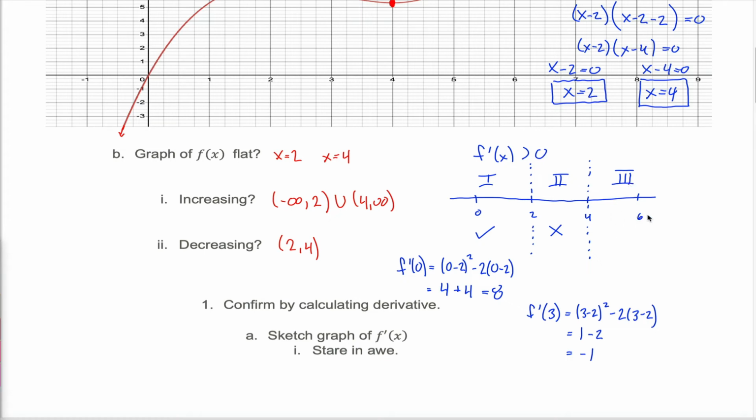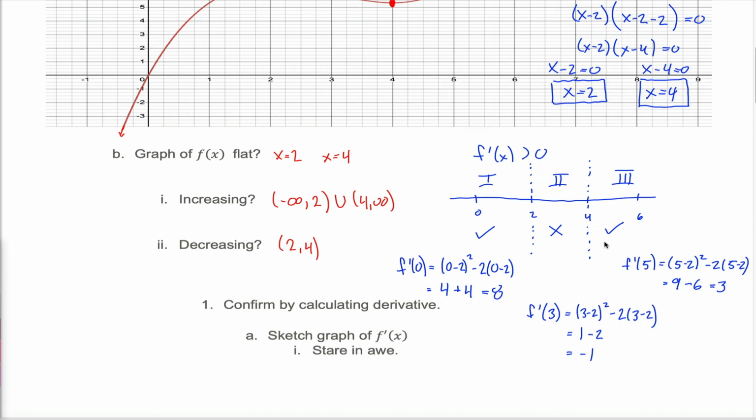There we go. By picking any number that's greater than 4, I'm going to pick 5 just to try to keep things simple. I got f prime of 5 is equal to (5 minus 2) squared minus 2 times (5 minus 2). Let's see, 5 minus 2 is 3, and 3 squared is 9. From that, I want to subtract 2 times (5 minus 2). 5 minus 2 is equal to 3. 3 times negative 2 is negative 6. So I got 9 minus 6, in other words, 3. Again, I don't care about the value of this thing. I just care that this thing is greater than 0. Because the derivative at 5 is greater than 0, the derivative at all points in region 3 must be greater than 0.